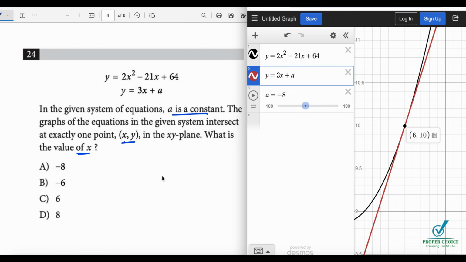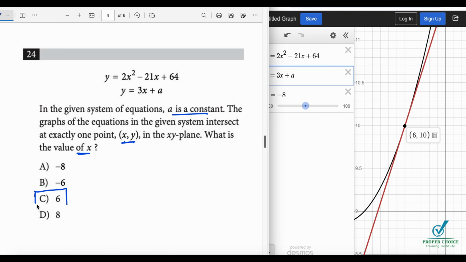Now I can see that the only value which matches with our prediction, or what we are getting from the graph, is this. So the value of x is going to be 6. Be careful here, they are not asking you the value of a. In most questions they generally ask you to find the constant like a, but here they are not asking that. They are asking for what value of x these graphs are intersecting each other. So at that point the value of x is going to be 6. So C is the right answer.